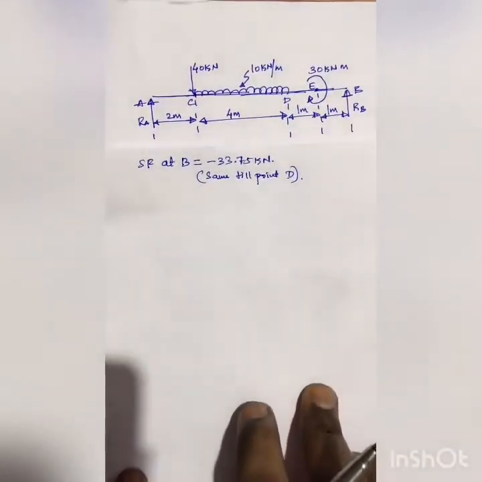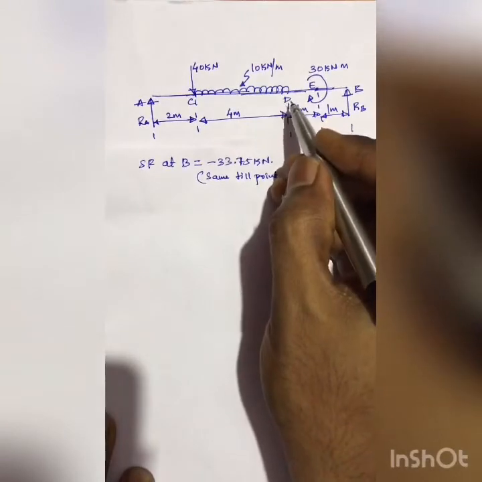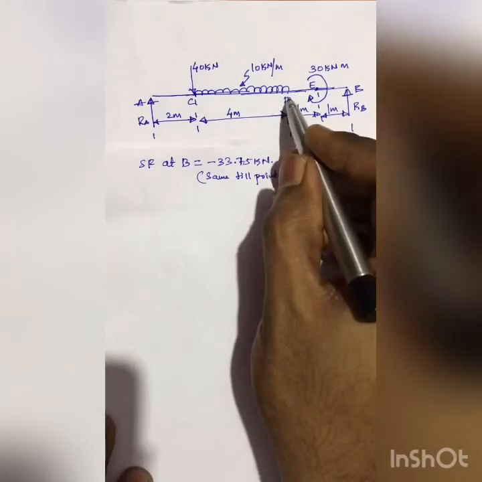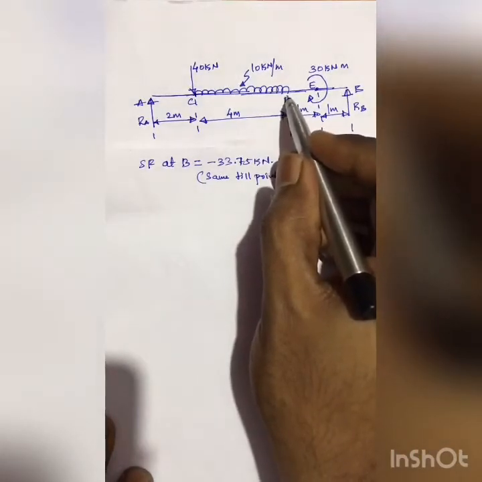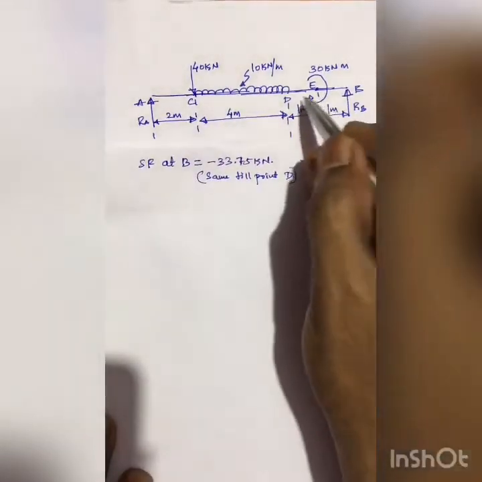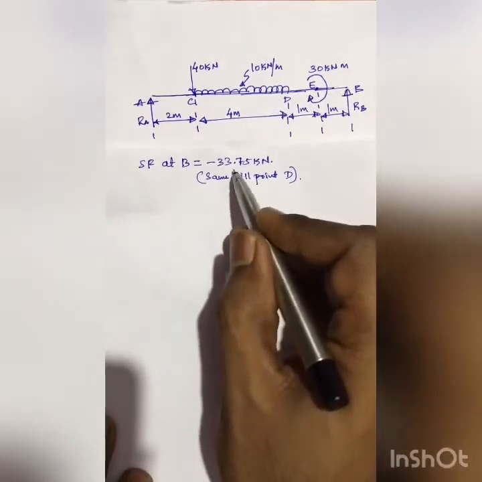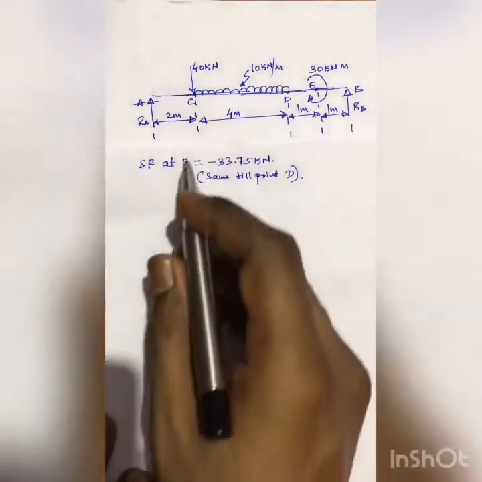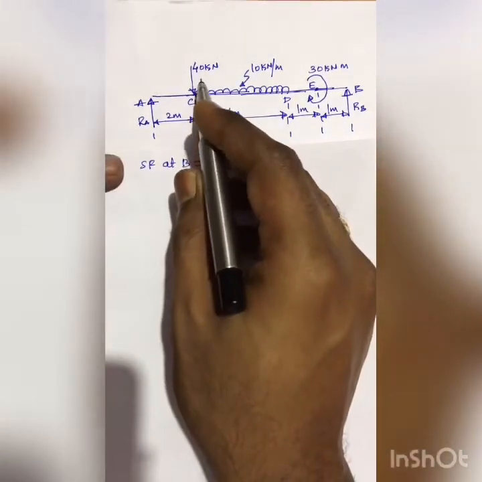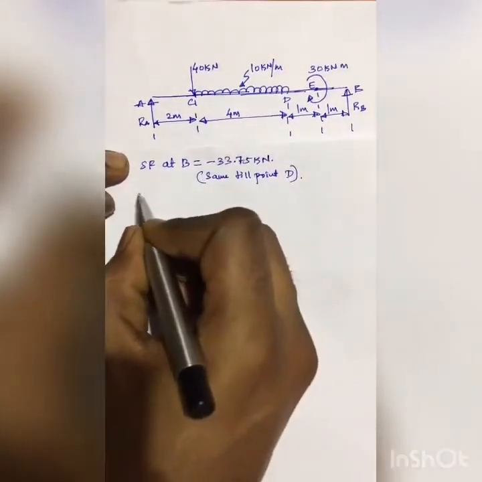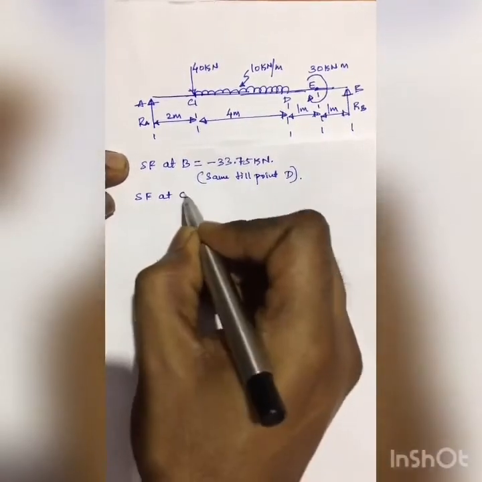Now what will happen at point D? At point D we have a UDL starting from point D to point C, and hence the shear force here will increase as an inclined line from D to C. So till D the shear force will remain same, that is minus 33.75. Hence we need to find out the shear force at C now, and that we do first by neglecting this point load, and second time by considering this point load.